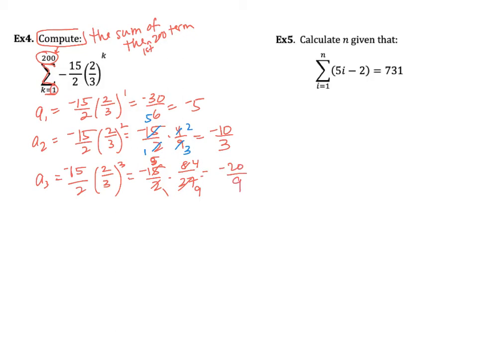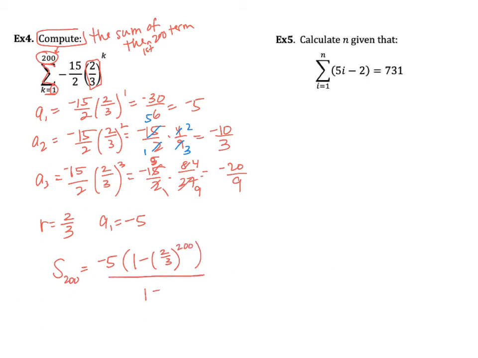So what am I doing? Hopefully you see that you are multiplying by 2 thirds. It is a common ratio. So your common ratio is 2 thirds. My first term is negative 5. So I'm going to use the sum of a geometric series. I'm going to take the sum of the 200 terms. I have my first term times 1 minus my common ratio raised to the 200th power, divided by 1 minus 2 thirds. So go ahead and calculate that, see what you get.